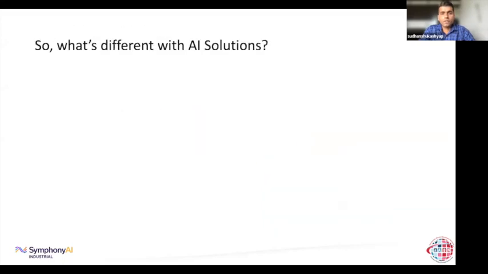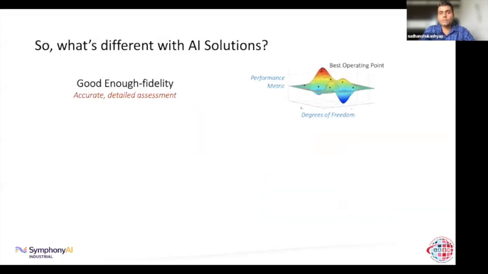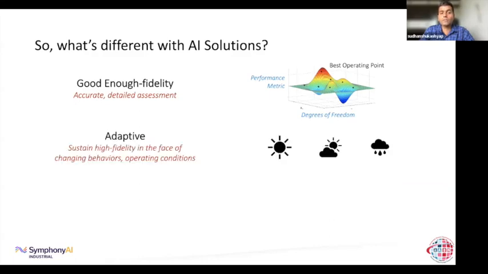So now if you look at what is different with AI solutions compared to the conventional solutions, it has good enough fidelity. So if we provide enough data, then the details will be very accurate, and we could do a very detailed assessment of the solution or problem. And another advantage is that it is adaptive. So these models and algorithms can learn continuously from incoming data. It's not a static model.